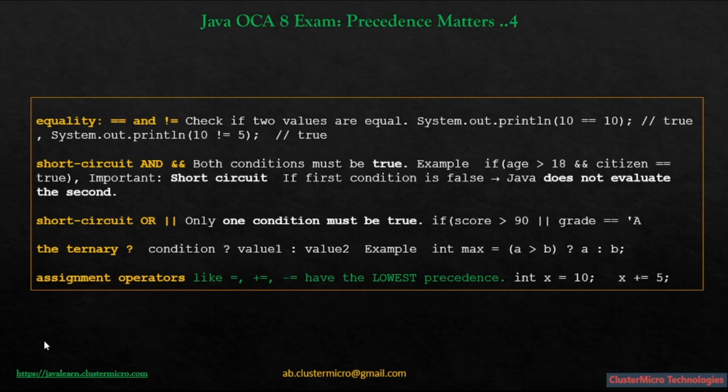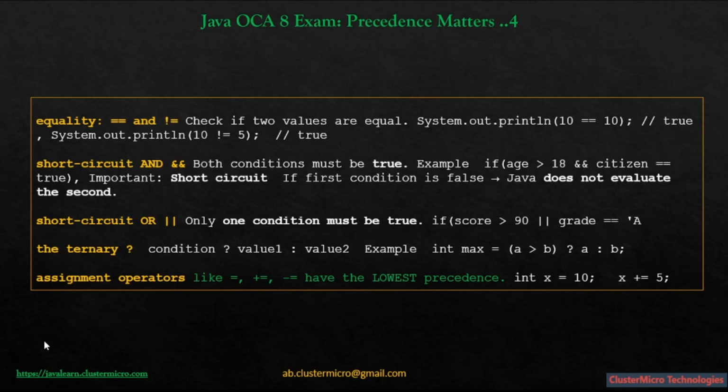And next is the ternary operator. That's the question mark, which is a compact form of an if-else statement. The syntax is condition, then question mark, then value 1, then colon, then value 2, right? For example, int max equals (a greater than b) question mark a colon b, right? So if a is greater than b, that is the condition becomes true, then max will become a, right? Otherwise it will become b.